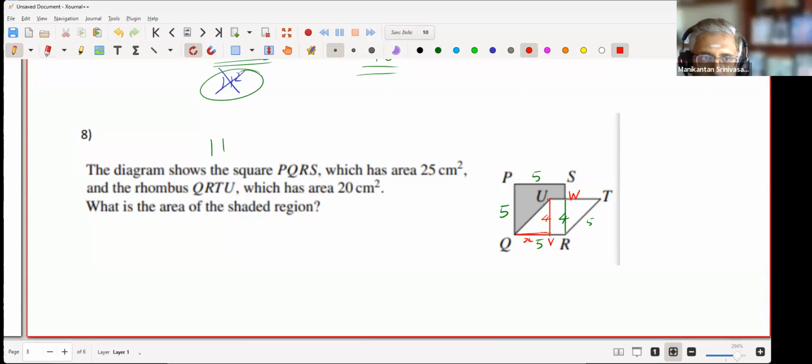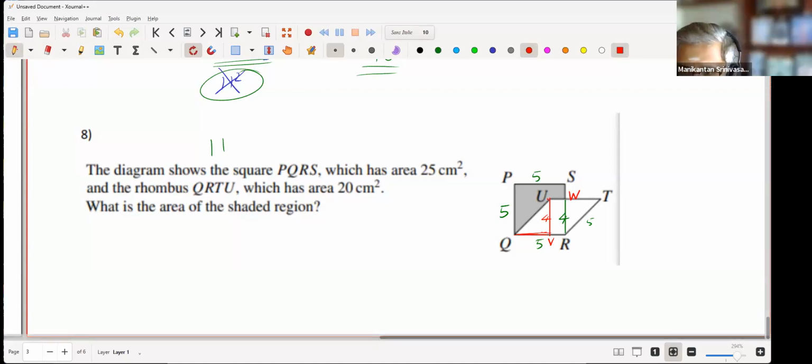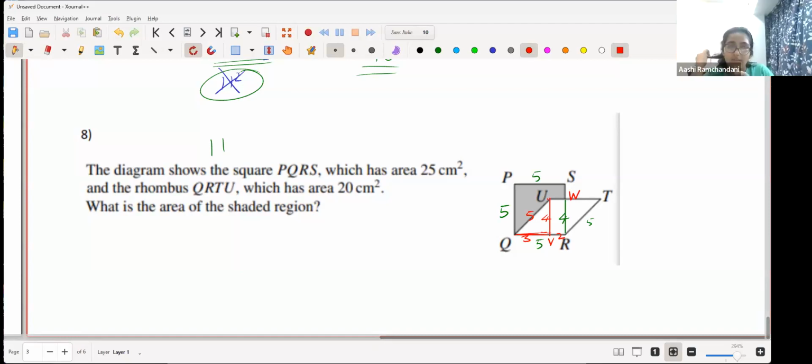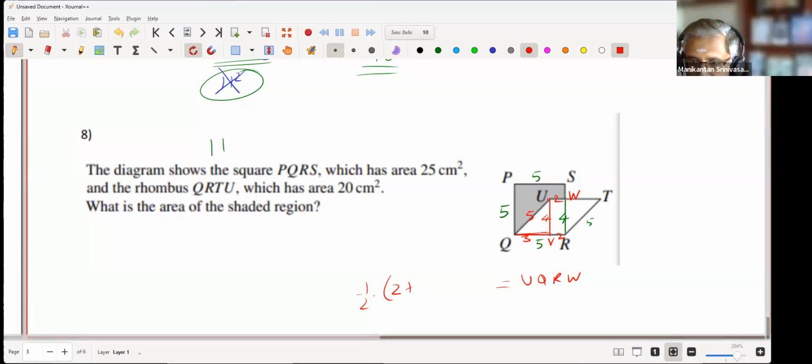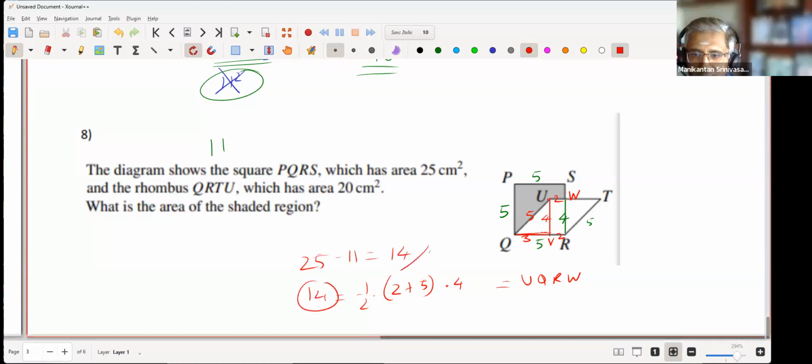So X you arrived at was 3 because of the Pythagorean triplet, the 3, 4, 5 triangle. This is 3, and this is 2. So the area of the trapezium UQRW is half into 2 plus 5 into 4 centimeters square. So this is the average of the two bases, which is 2 plus 5 by 2, times the height, which is 4. So how much does this work out to be? 14. And therefore you're subtracting 14 from 25, which is 11. Yeah, very well done.